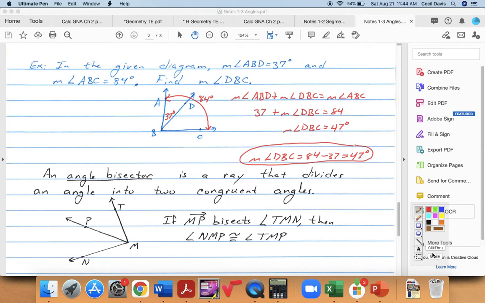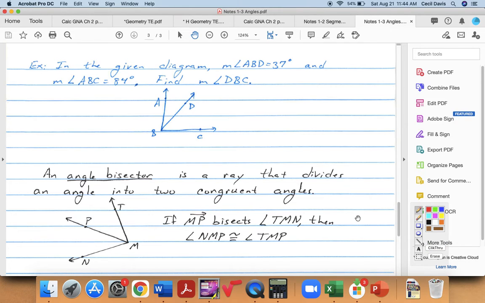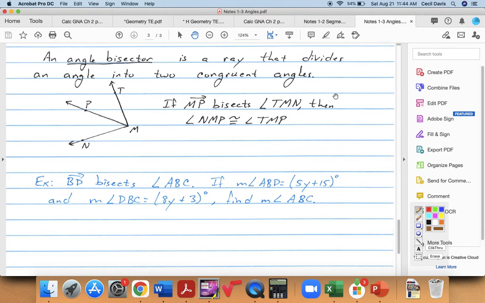Again, in much the same way that a segment has a midpoint, an angle has what's called a bisector of the angle. An angle bisector is a ray that divides an angle into two congruent angles. So if ray MP bisects angle TMN, so TMN was this big angle, MP came in here and sliced it in half, then these two angles are congruent. And the way that we'll mark that is with an arc near the vertex from one side to the other.